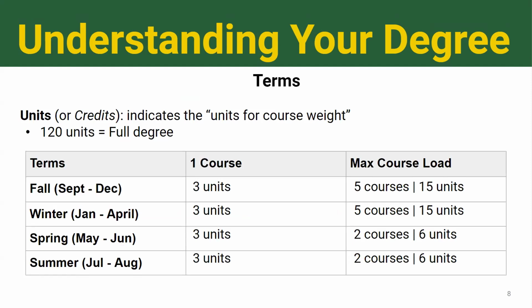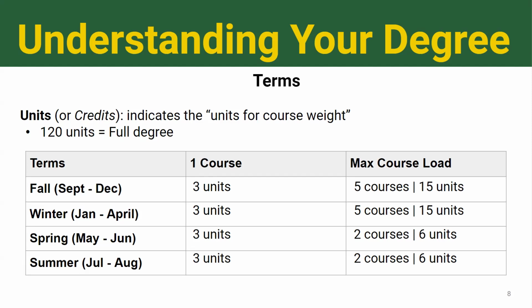Terms. So the University of Alberta has 4 official terms: fall, winter, spring, and summer. 2 of those, fall and winter, are your main terms. That is because these are the terms in which you can take the max course load of 5 courses, which is the majority of courses that you'll be taking throughout the duration of your degree. So in fall and winter, you are allowed to take a maximum of 5 courses per term, which equals 15 units or 15 credits.